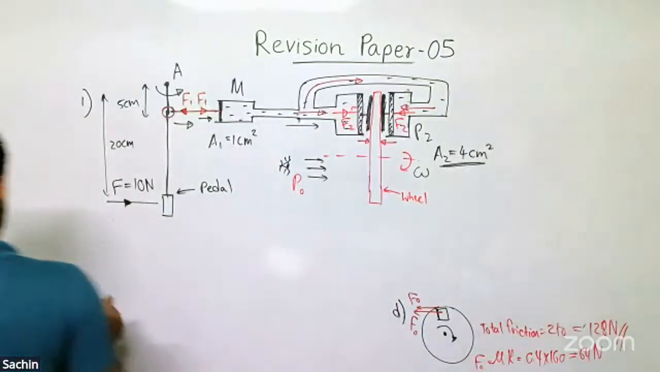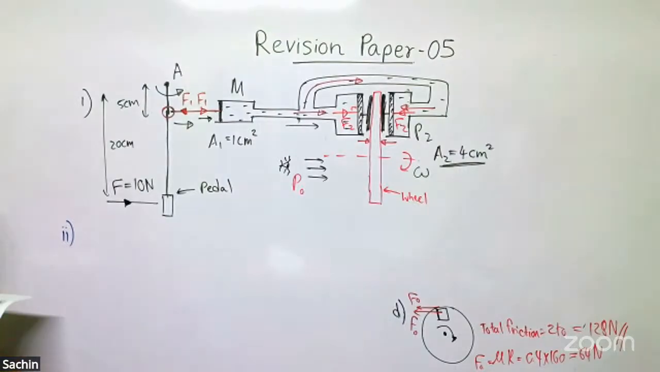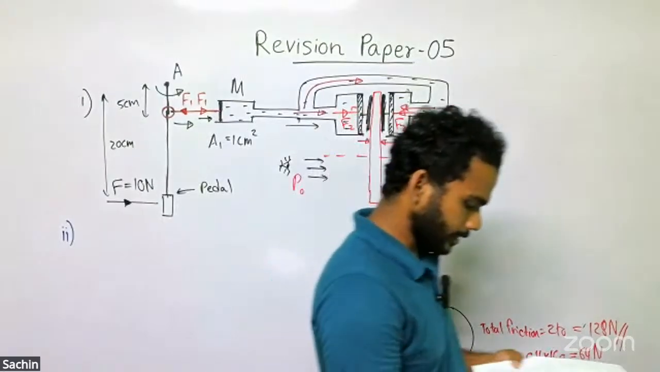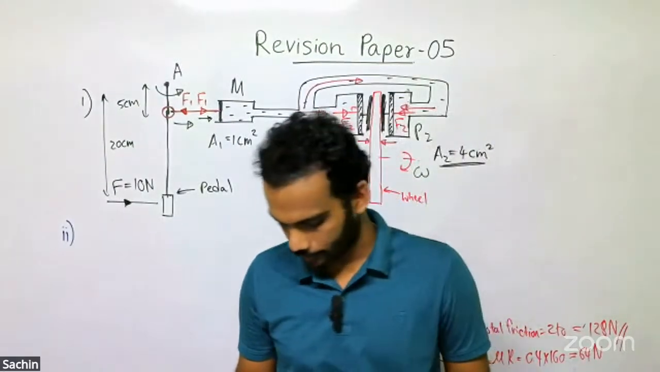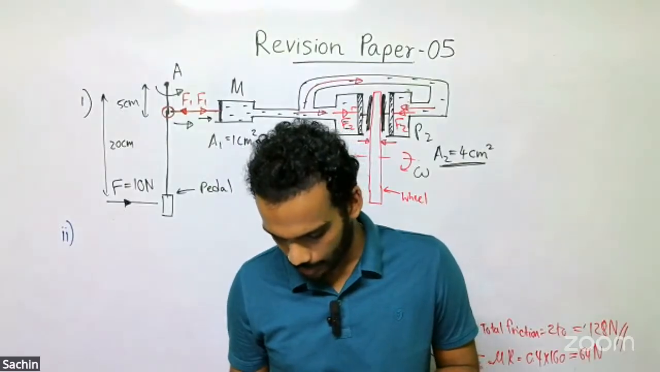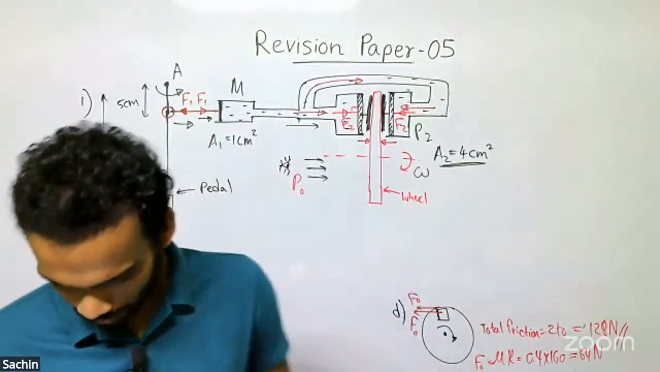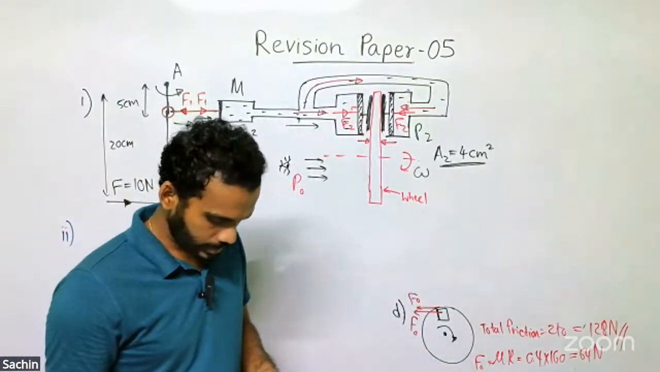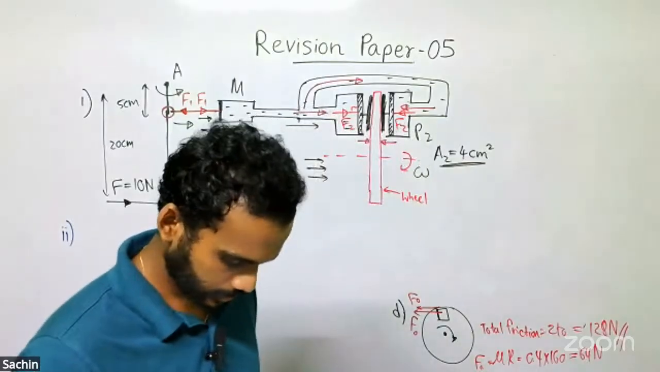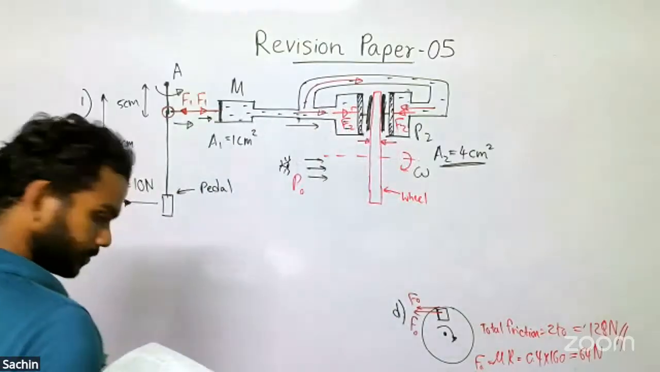So part 2. Before applying brakes, the wheel was rotating freely at 600 revolutions per minute. The distance from the rotating axis of the wheel to the line of action of the friction force is 15 centimeters. The moment of inertia of the wheel about the axis of rotation is 0.1 kilogram meter squared. Assume that the friction force remains constant through the motion.